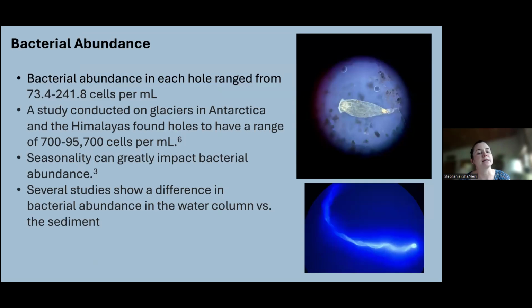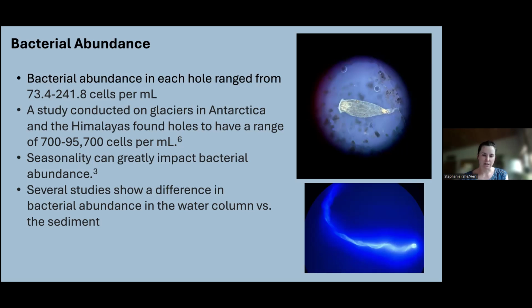The next thing I looked at is bacterial abundance. I filtered the cryoconite hole water through a black polycarbonate filter and then used the epifluorescent microscope to do bacterial cell counts. I found that the bacterial abundance in the holes ranged from 73.4 to 241.8 cells per milliliter.